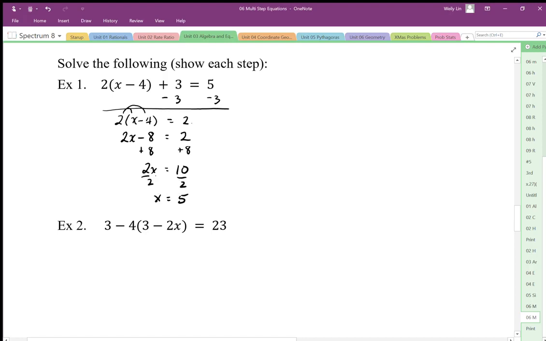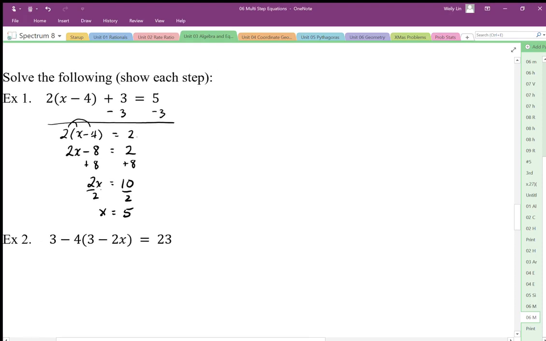Now plugging it in, 5 minus 4 times 2 is 2, plus 3 is equal to 5. That's perfectly good. So there's a very good chance that some of you may have done it like this, and you may have distributed it right away. But again, notice that as long as we keep everything balanced, it's not going to make any difference.